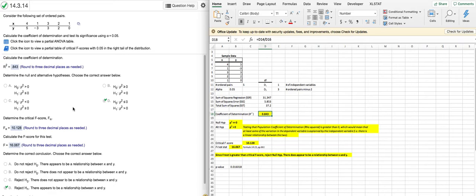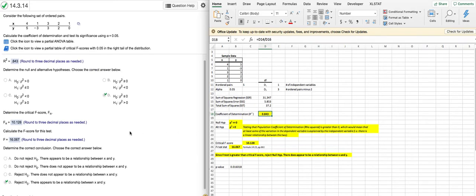The next question asks about the null and alternative hypotheses. With this hypothesis test, what we are testing for is if the coefficient of determination of the population is greater than 0 based on our sample data. If it is greater than 0, that means at least some of the variation of the dependent variable is explained by our independent variable. If the coefficient of determination is less than or equal to 0, then essentially nothing would be explained by our independent variable.